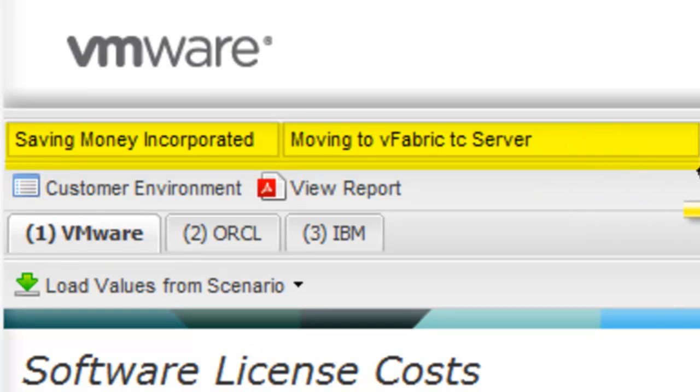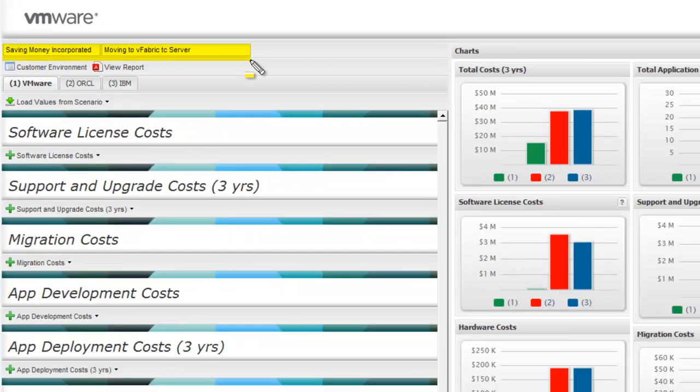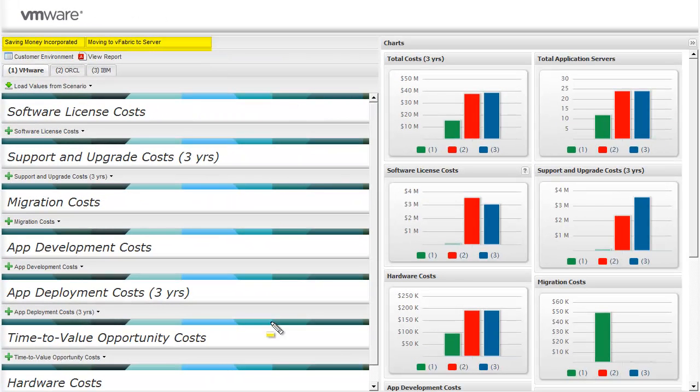Saving Money Incorporated is moving into a cloud environment. In the cloud, elasticity and dynamic scaling is changing the way Saving Money Incorporated is developing and deploying their applications. The traditional pricing model is no longer working out for them. To save money, Saving Money Incorporated is looking to vFabric tcServer as a lightweight alternative to their existing J2EE application server infrastructure.